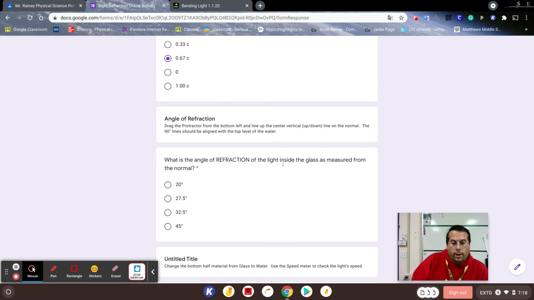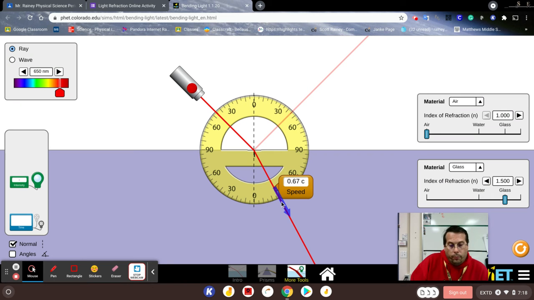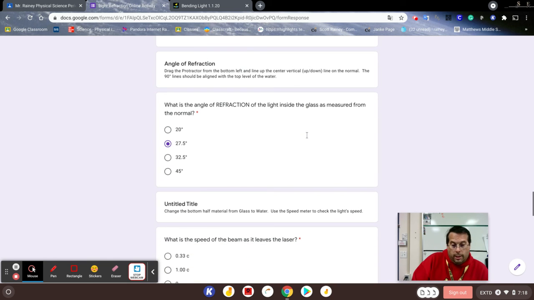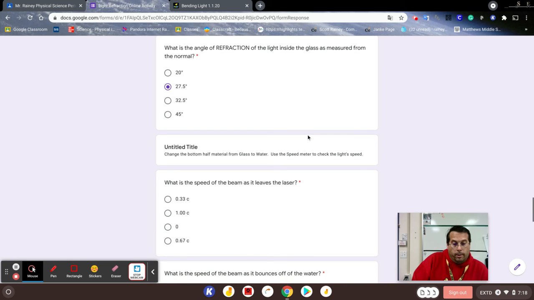What is the angle of refraction of the light inside of the glass as measured from the normal? So if I'm measuring from the normal, I'm going to move my speed marker here. So this is the angle of refraction. Here's my normal. So it's roughly around 5, 10, 15, 20, 25, about 27 degrees. 27.5 degrees is my refraction angle. So why is it different than we always said, the angle of reflection is equal to the angle of incidence? This is not reflection. This is refraction. This is it bending because it's changing its speed as it travels through the different mediums.